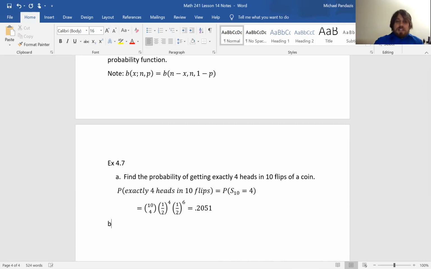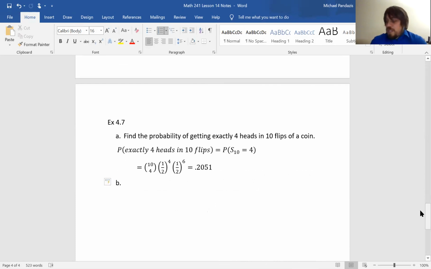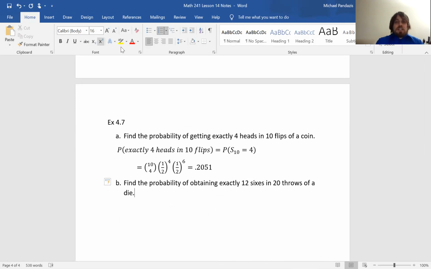Okay. And what's cool about it is you calculate it and you don't even have to think of the experiment anymore. Okay. B, find the probability of obtaining exactly 12 sixes in 20 throws of a die. Okay. So you throw a die 20 times. And you want to know, well, what's the probability that exactly 12 of them are 6s?